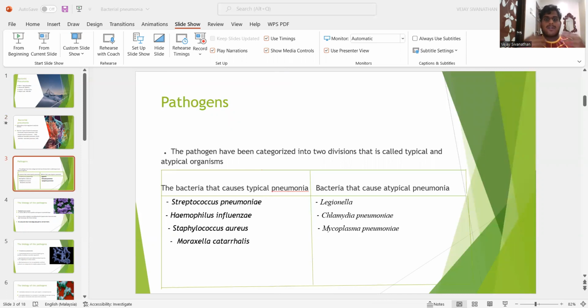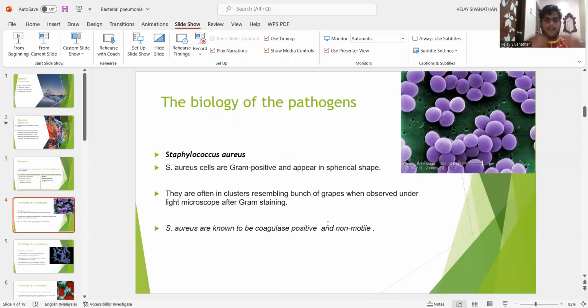Besides that, the most common cause of CAP is Streptococcus pneumoniae, followed by Klebsiella pneumoniae and Haemophilus influenzae. Whereas the most common causes of HCAP and HAP are MRSA and Pseudomonas aeruginosa. The causative agents of VAP include MDR agents. So now, after talking about that, I'll move on to talk about the biology of the pathogens.